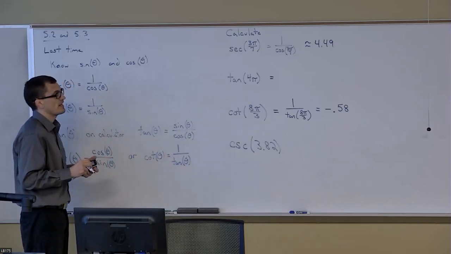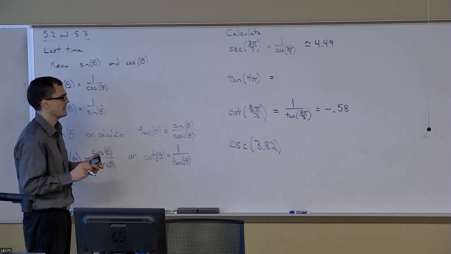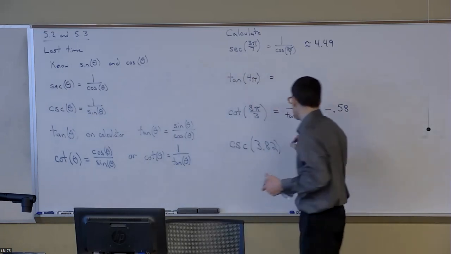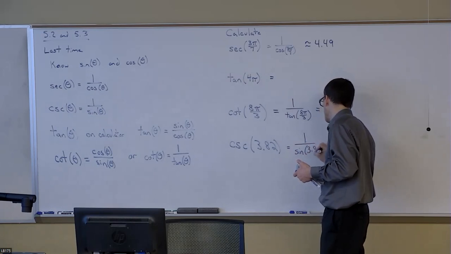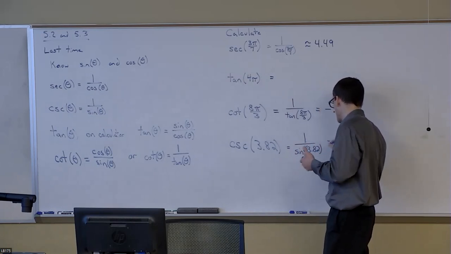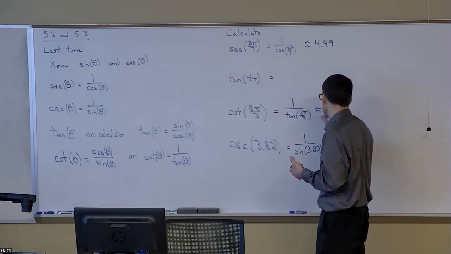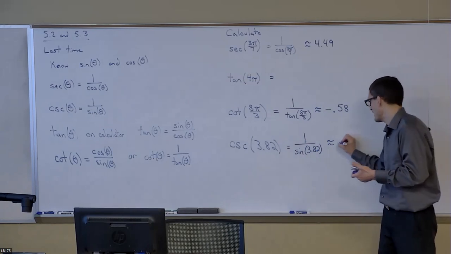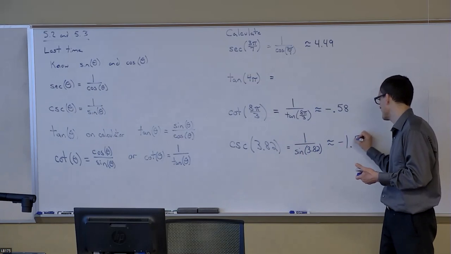So you got negative 0.58. Okay. Cosecant of 3.82 is 1 over the sine of 3.82, which again, I should say, keep using equal signs, but technically it should be approximately. I got negative 1.59 approximately.